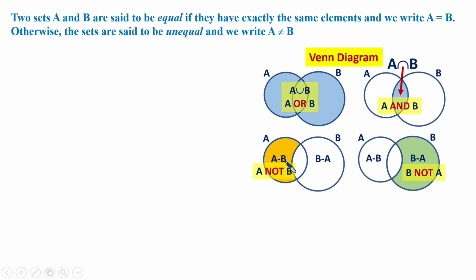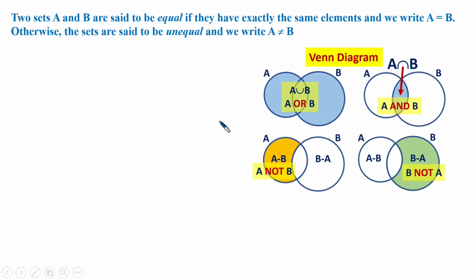Next is set A minus B, that is, you have set A and you subtract B. So this shaded region is A minus B, or you can call it A not B. Okay, this minus B I can call as not B. And similarly here, this shaded green region is the total B minus A. So this is B not A. So these are very simple and not difficult to picturize.